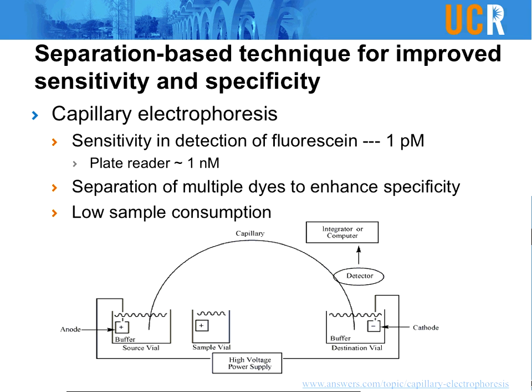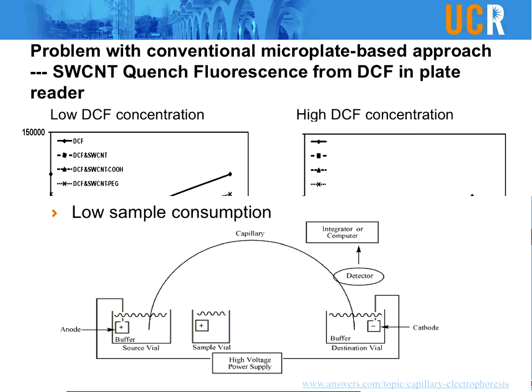If you are not familiar with CE, it's just like gel electrophoresis, but we do it in a capillary, so the separation efficiency will be much higher. The sensitivity of fluorescence detection in CE is about 1 picomolar, but the plate reader we tested is only 1 nanomolar. We also can separate multiple indicators to enhance the specificity. Another advantage CE has is low sample consumption.